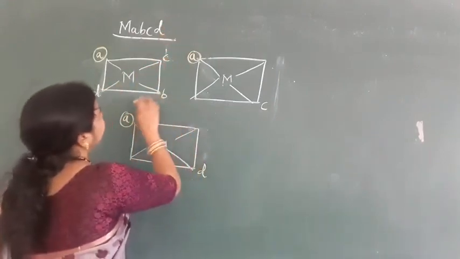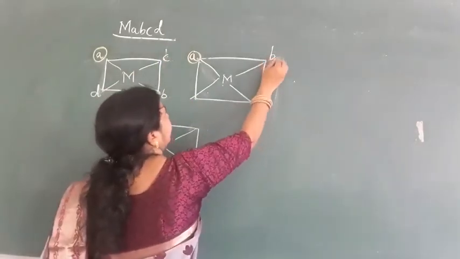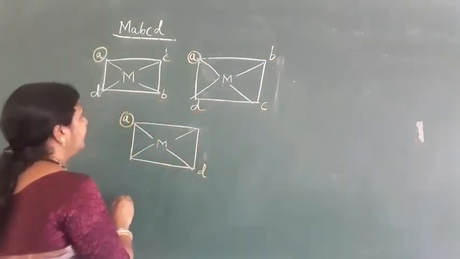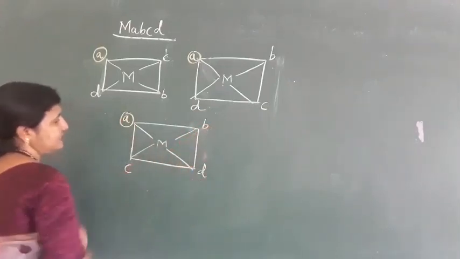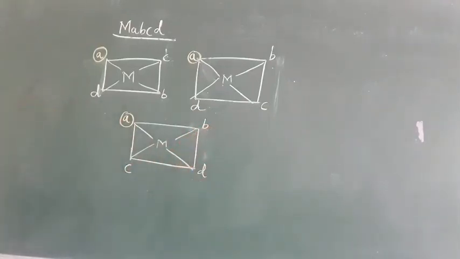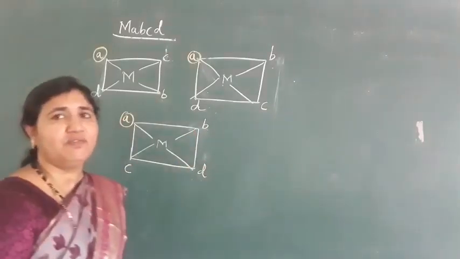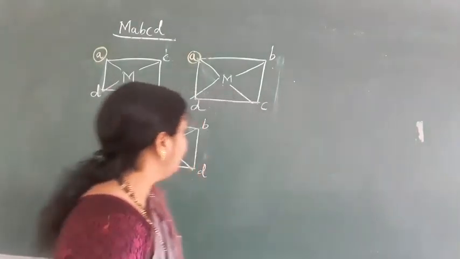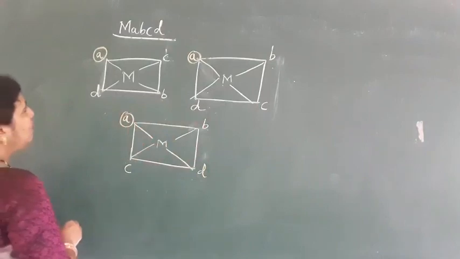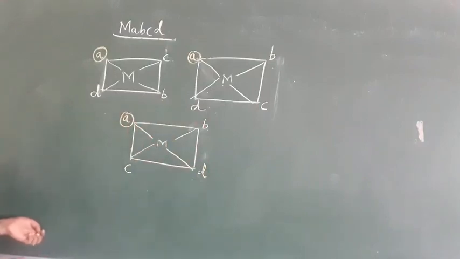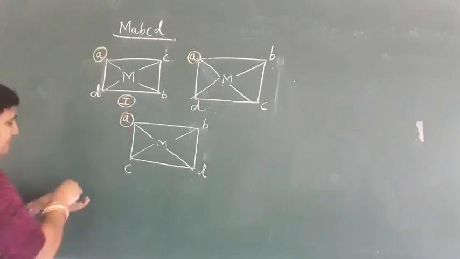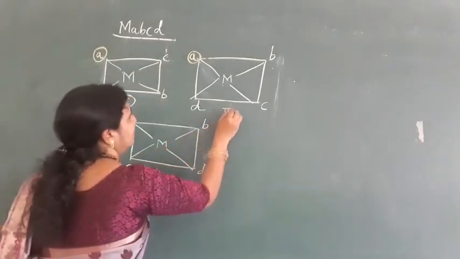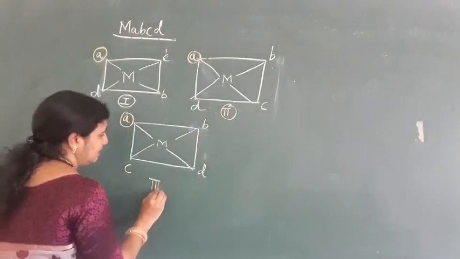In the next one, what will it be here? C has come, so it is A, B, C, D here. A and then B will be here only, D, and what is it? C here. So totally we will get three geometrical isomers for the MABCD type. Now if you see the diagrams carefully, this is the first one. This is the second one. And this is the third one.